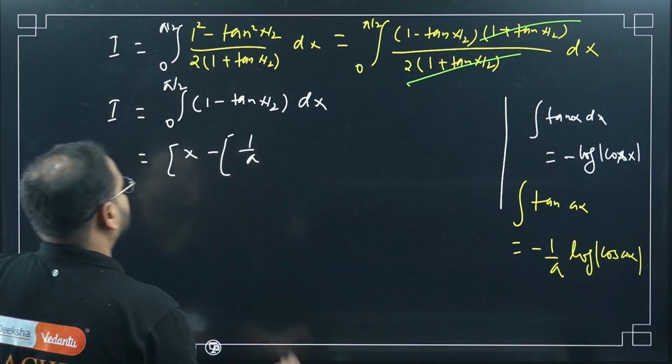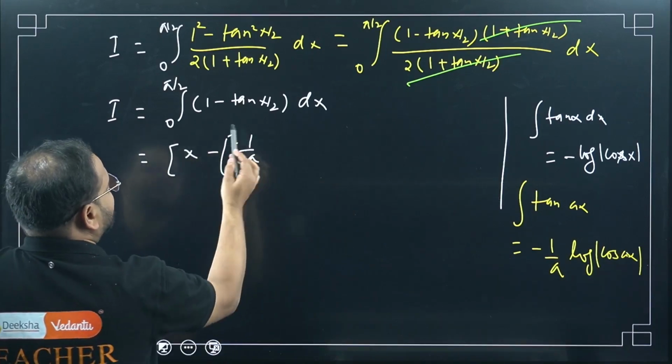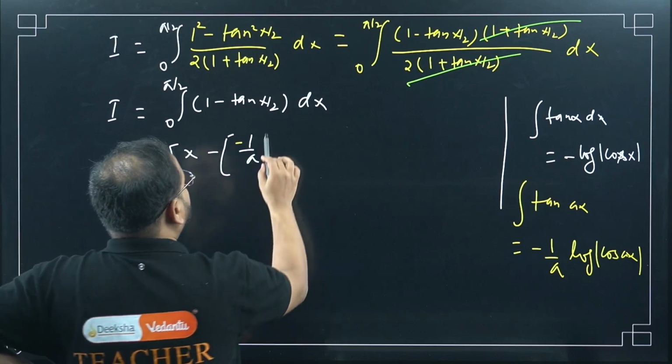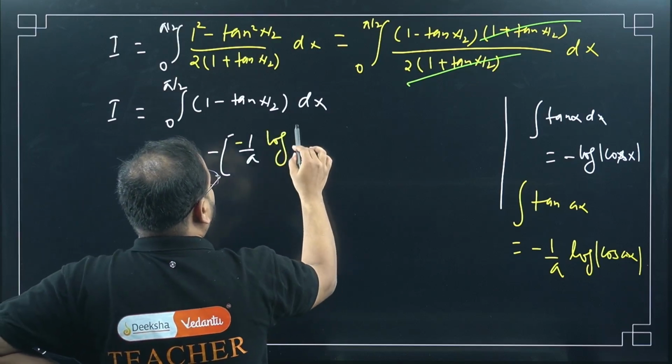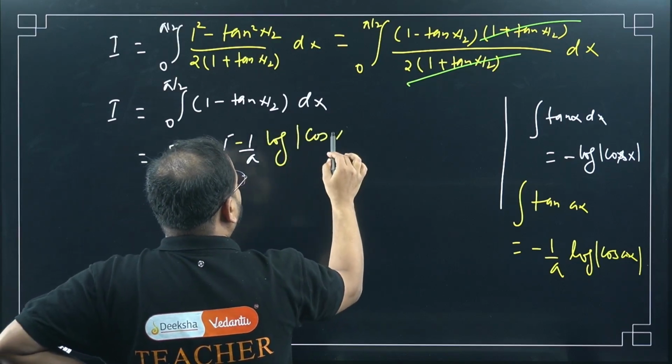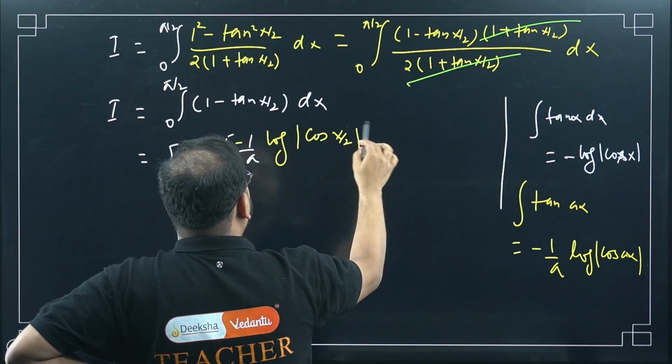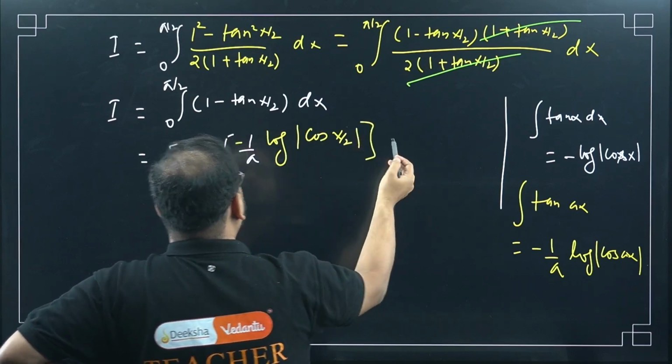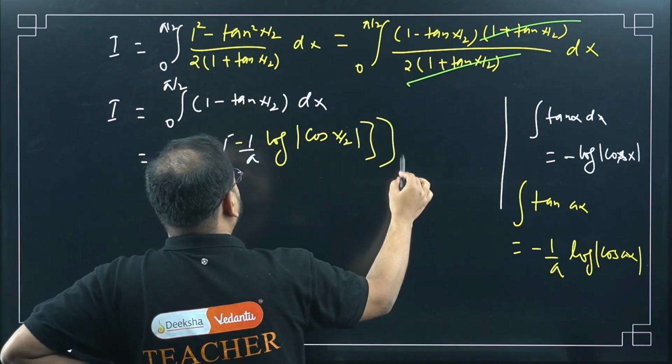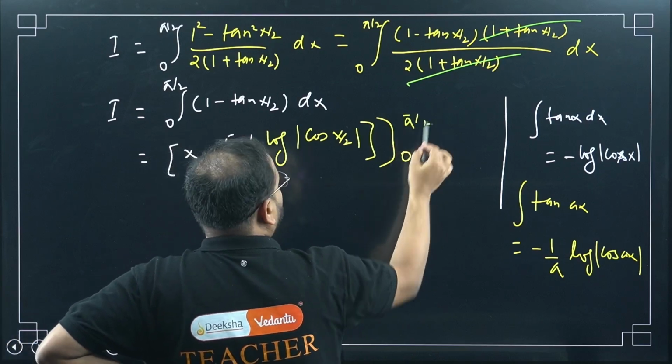Same thing I'll write over here. So 1 by a has come, so minus sign, okay, and log of cos x by 2. This is it. And this whole thing is under the limit 0 to pi by 2. I hope you understood this.